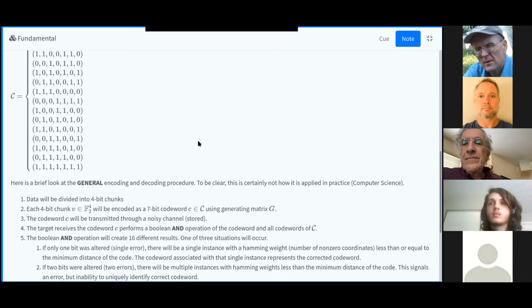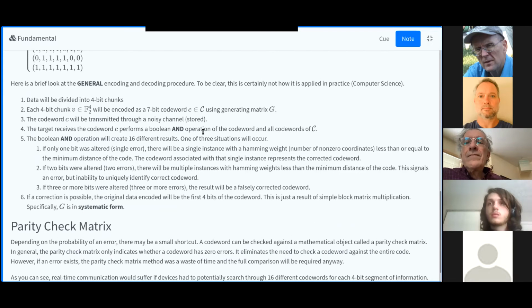Now that will create 16 different results. And one of these three situations will occur, and this is speaking specifically about the Hamming code. If only one bit was altered, there will be a single instance where the Hamming weight, which is the distance from zero, or the Hamming distance, which is how many places the two code words, the original and the one you're comparing against, differ, is less than the minimum distance. If it's zero, that means there was no error. If it's less than one, which is what the Hamming code is able to correct, then it can correct to the single code word. If two bits were altered, it won't be able to correct the error, but it will be able to detect it.